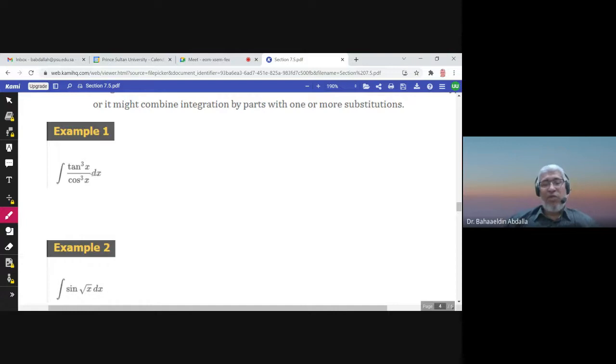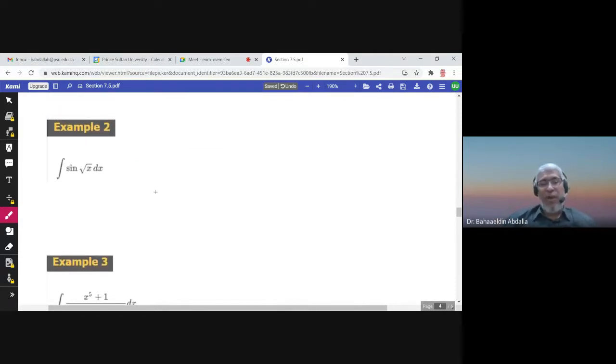If you look at this question, I have tan to the power 3 cosine to the power 3. What can you do? One of the things you can do here is just writing 1 over cosine cube as secant cube. And if you have tan cube times secant cube, then you can solve this problem using 7.2. If the power of tan is odd, then you take u as secant x and proceed like what we did in 7.2.